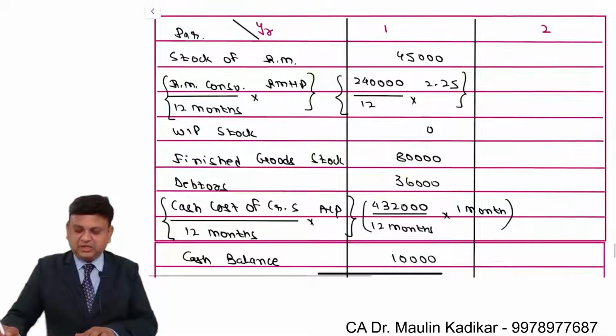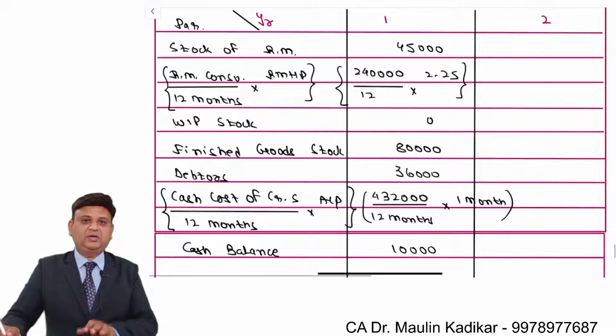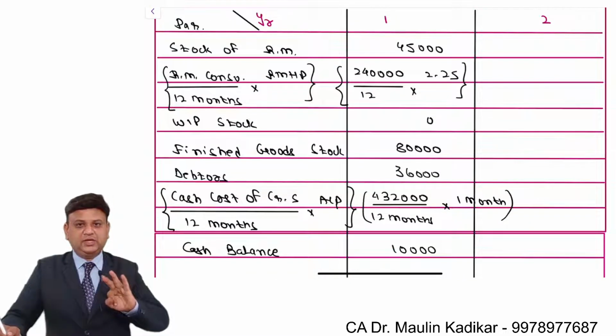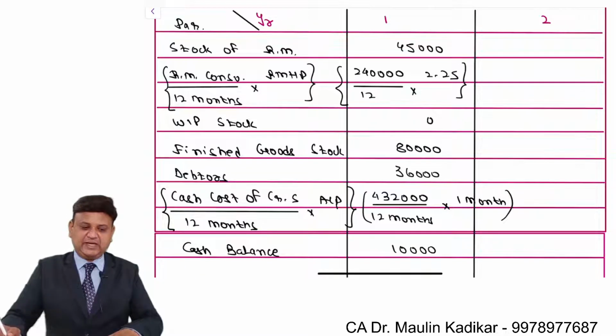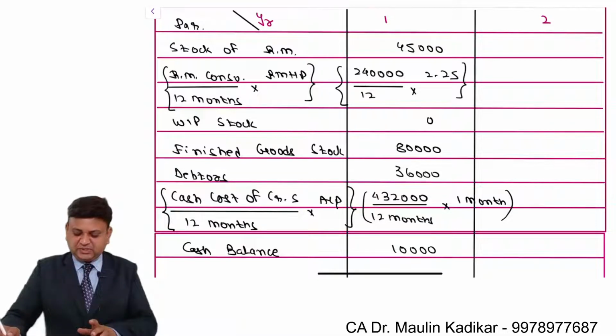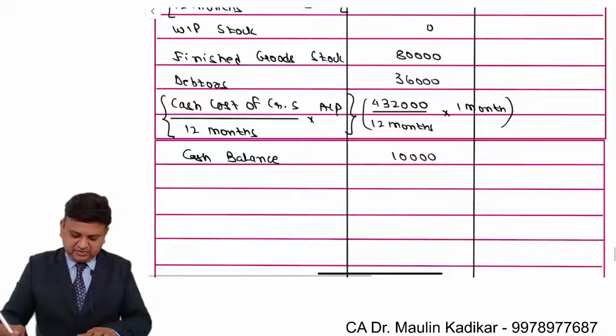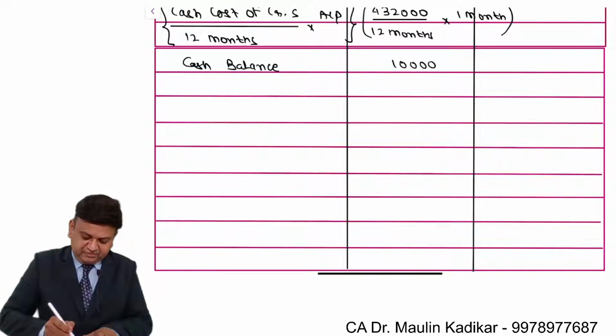So mostly all the current assets items are covered over here: stock, all the three, finished goods, debtors and cash balance. Advance tax may be given, but over here we have to ignore tax. Prepaid expenses may be given, but over here it has not been given. Then we will write creditors for raw material.